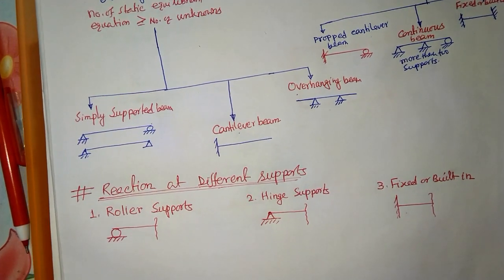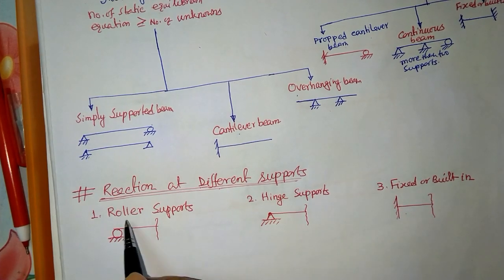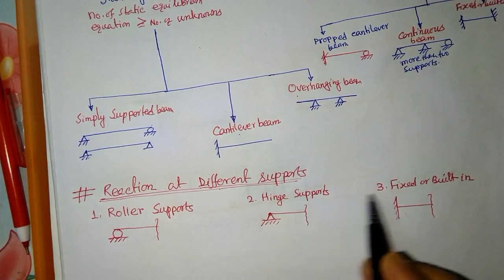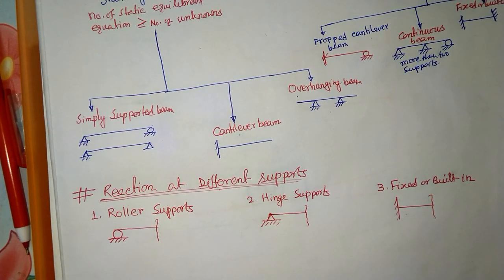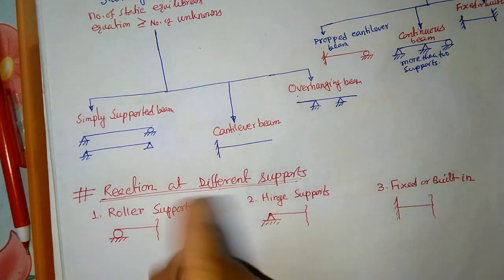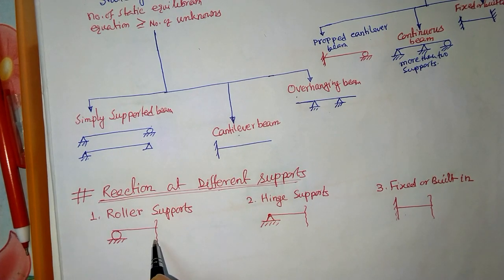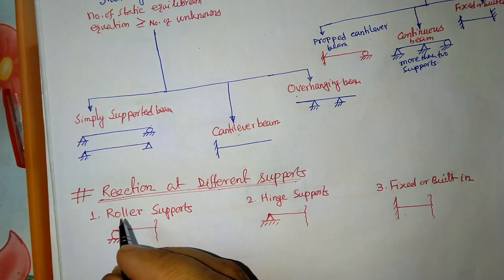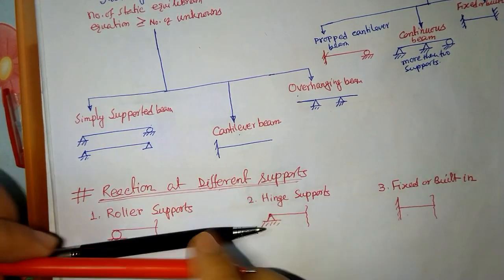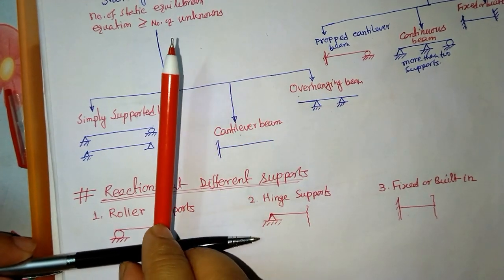If we see, we get three kinds of support: roller support, hinge support, and fixed or built-in support. I have taken one of the parts. They are roller support, and these symbols are the braking lines. Roller support means simply that it is on the rollers, like that.